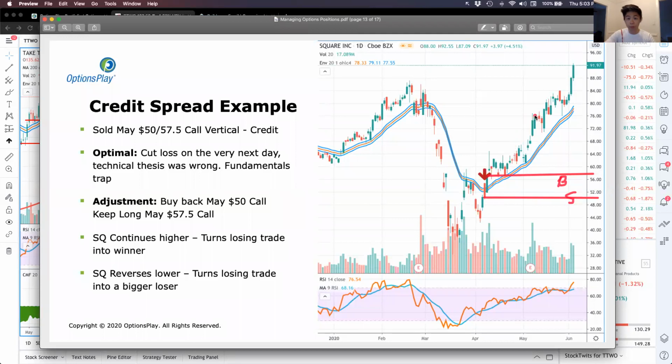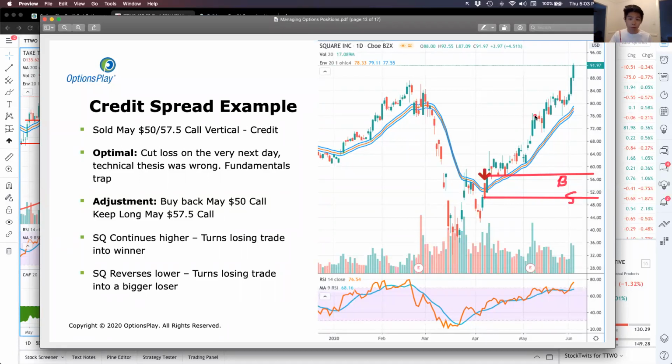Let's say you find yourself in a position where you sold the credit spread and the trade goes against you. Credit spreads many times fall into this type of category, because you usually sell a credit spread near a support or resistance level. You sell a put credit spread when it's near support. You sell a call credit spread near resistance.